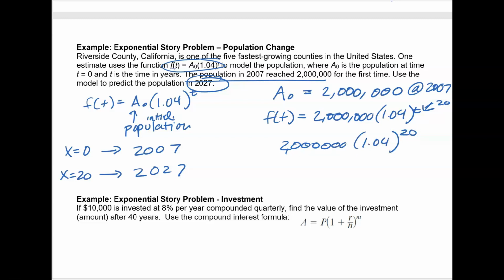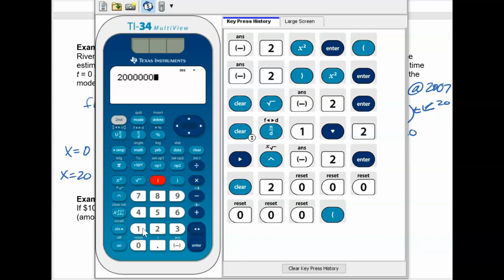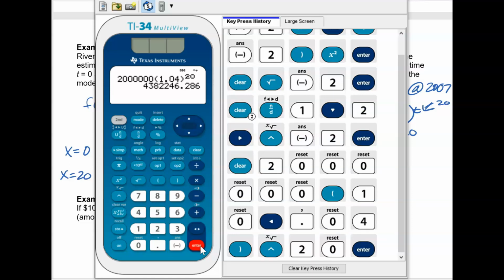And then I'll show you how to enter that into the calculator. So we're going to do 2 million. So we got 6 zeros, 4, 5, 6, parentheses, 1 point, whoops, missed that decimal there, 0.04. And then we're going to do exponent key, and then we've got the 20. And then there's your answer.